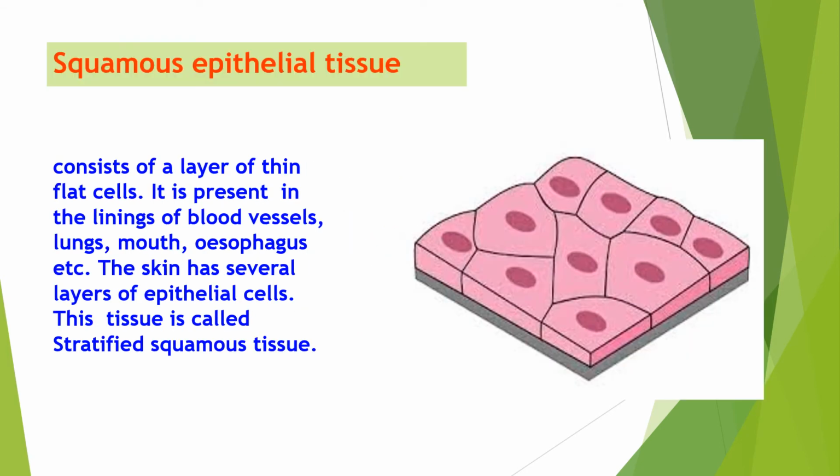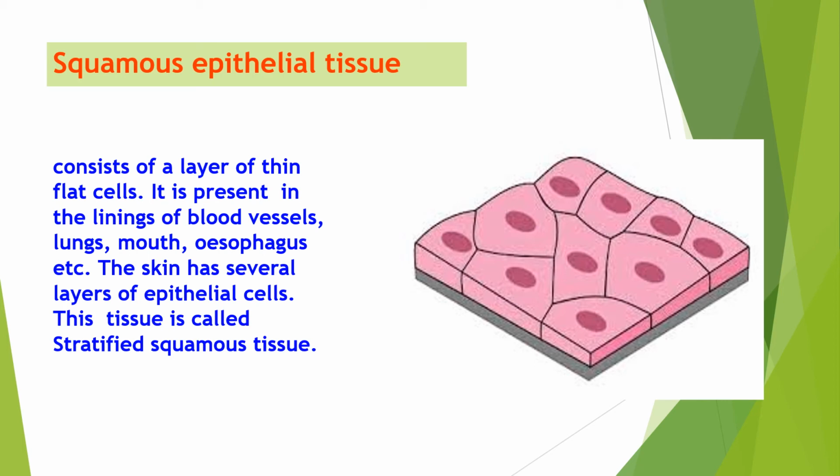Let us look into the different types of epithelial tissue. The first one we are going to study is squamous epithelium. It consists of a layer of thin flat cells. It is present in the lining of blood vessels, lungs, mouth, esophagus. The skin has several layers of epithelial tissue and it is called a stratified squamous epithelium.